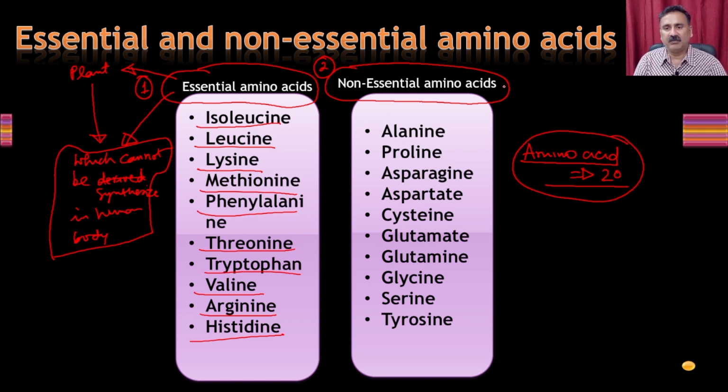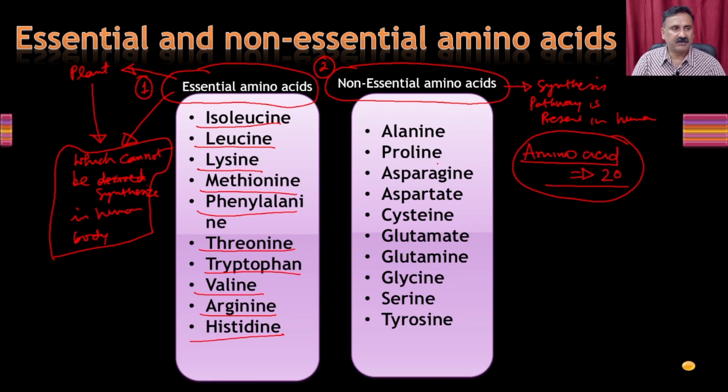Whereas non-essential amino acids are the amino acids for which the synthesis pathway is present in humans, or they can be derived from other metabolic intermediates. Okay, so we can look at a couple of examples from this, so that you will understand how the other metabolic intermediates could be utilized for the synthesis of the amino acids.